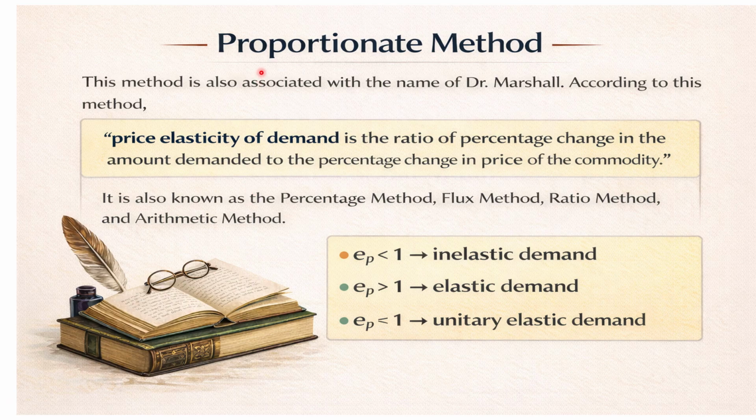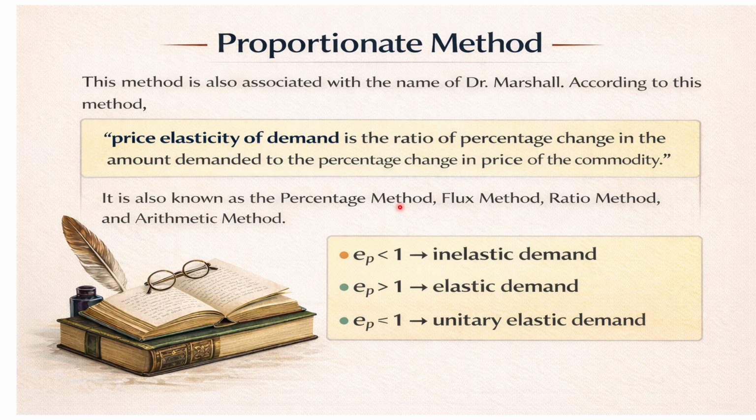Okay, the second method is the proportionate method or percentage method. This was again introduced by Dr. Alfred Marshall. Here it measures price elasticity of demand by comparing the percentage change in quantity demanded due to the percentage change in price. In simple words, we can say how much demand changes when price changes.